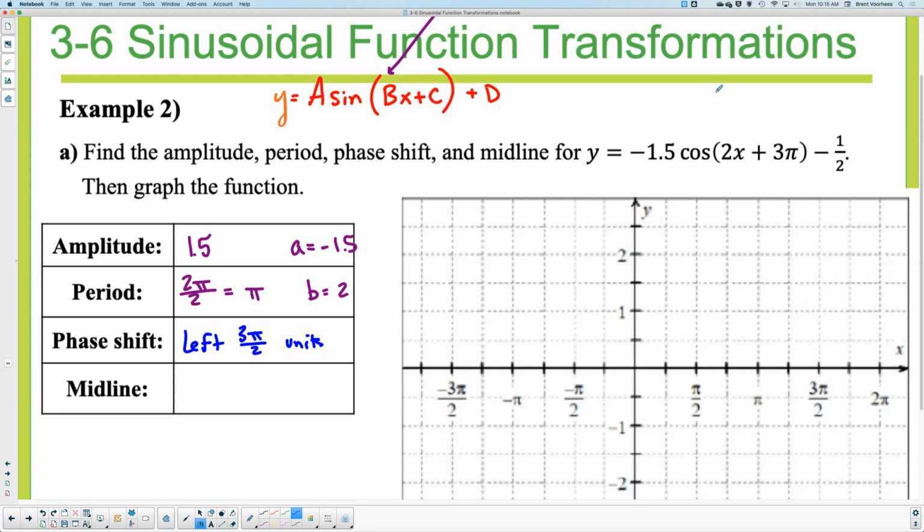And that's because you would solve this for x. That's really what you do, is you solve it for x. Solve for x equals 0, I should say. And so the argument equals 0.